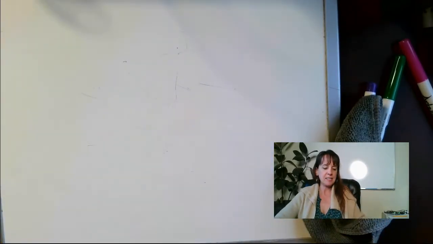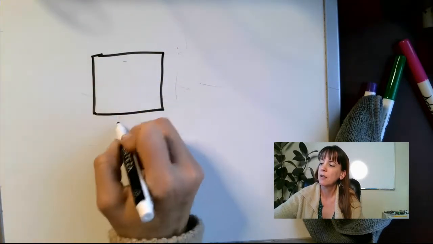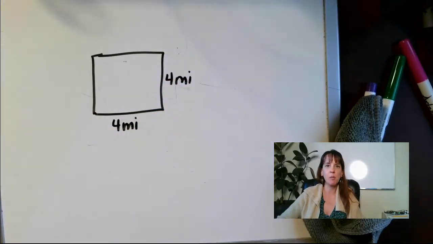Okay, for number 5, it says Dickerson Ranch is a level plot of land 4 miles square. 4 miles square means 4 miles by 4 miles. Okay, 4 miles by 4 miles.